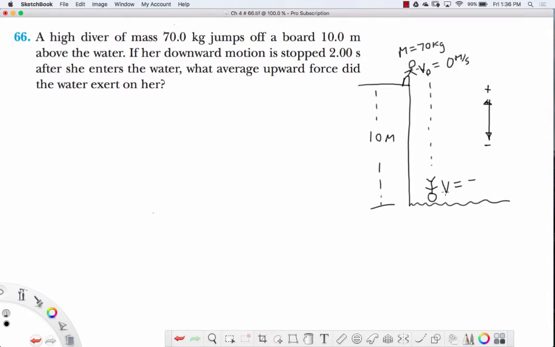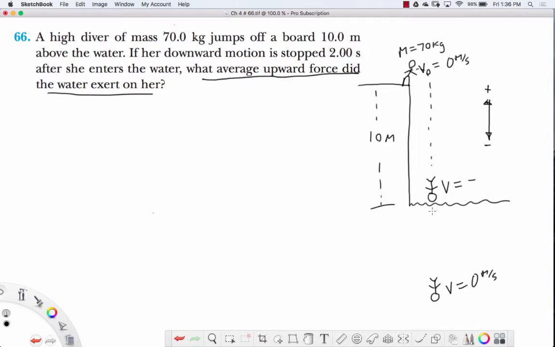Now, here's the big picture for the problem. She hits the water, and then the water is going to bring her to rest. So here she is down here under the water. Velocity is going to be 0 after the water brings her to rest. But then the question is, what average upward force did the water exert on her?